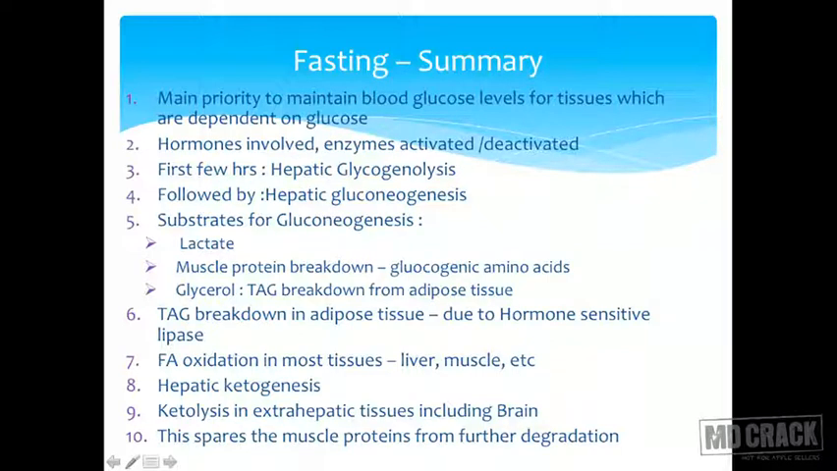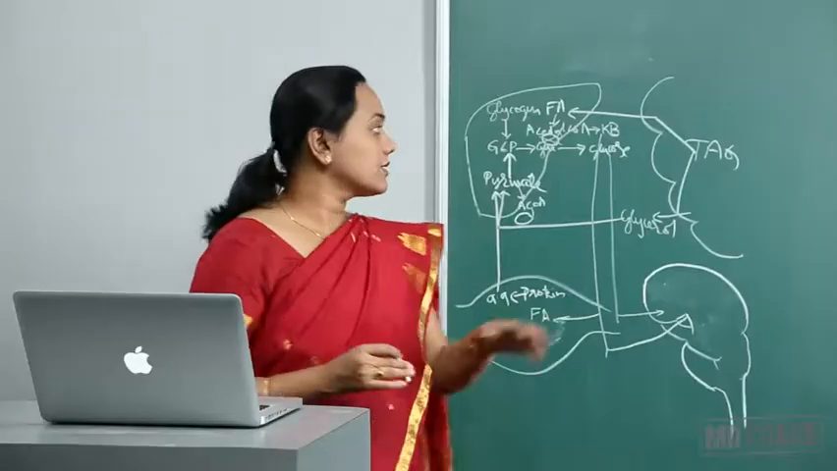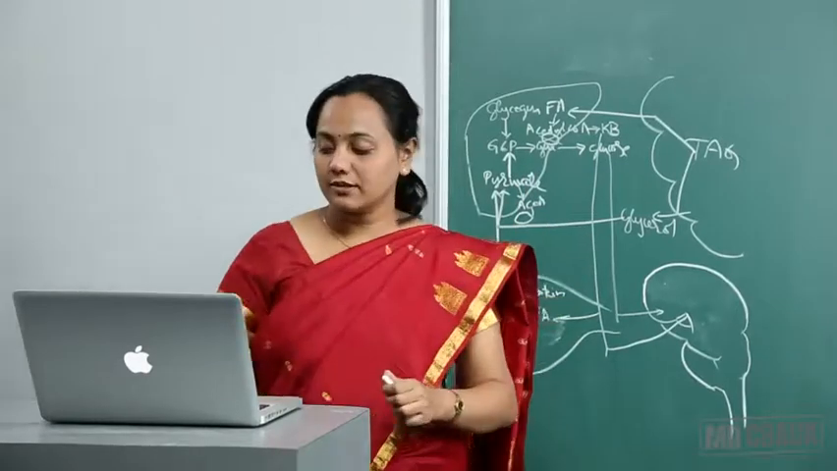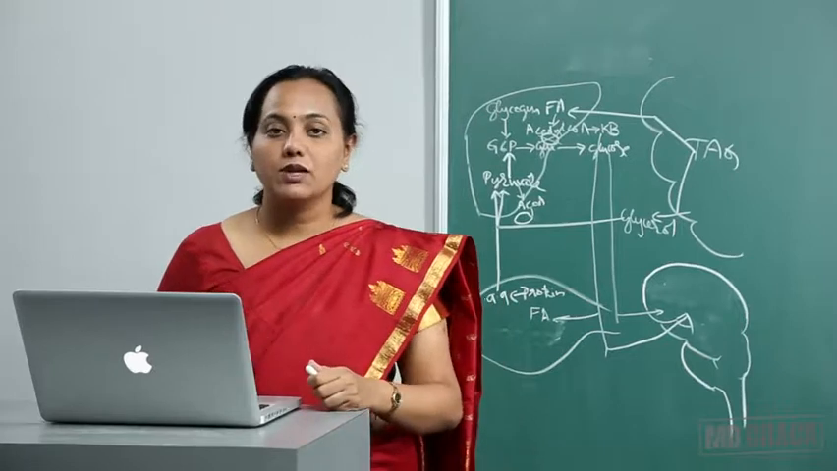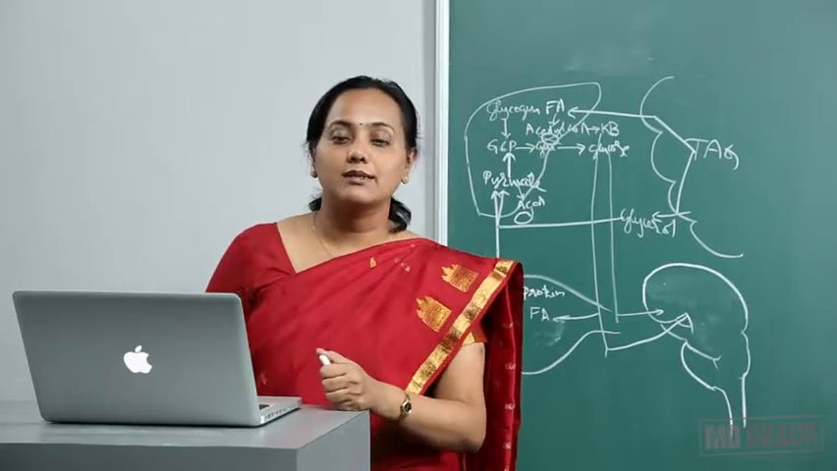Then further, TAG breakdown in adipose tissue due to hormone-sensitive lipase. Fatty acid oxidation in most tissues, liver, muscle, etc. Then comes hepatic ketogenesis, ketolysis in extrahepatic tissues including brain, and finally it spares the muscle proteins from further degradation. This is what is happening during fasting. This is a summary. Now I'll talk about one more important condition, that is stress.